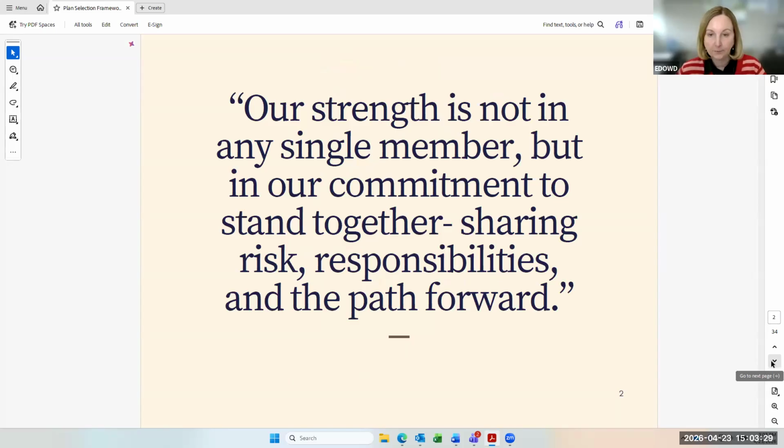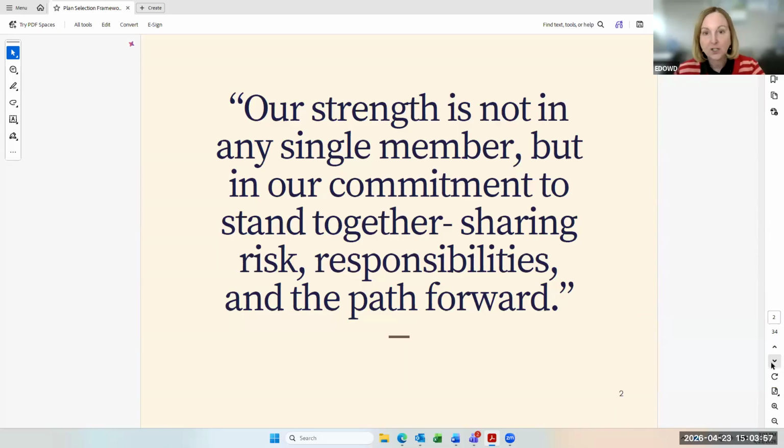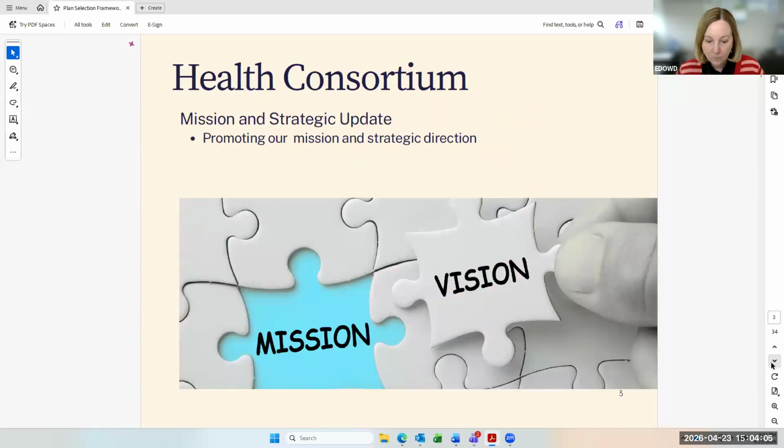When we're thinking about the consortium, we, the staff and we, the collective, know that our strength is not in any single member, but in our commitment to stand together. Sharing risks and responsibilities and the path forward. And that is what this presentation is all about. Shared risk and our responsibility within a shared risk environment. So anytime we look at policies and procedures or any decision the executive committee and the board are making, we are thinking about realizing our mission.